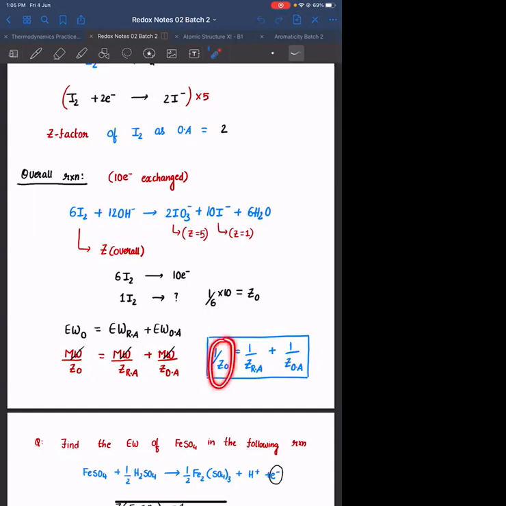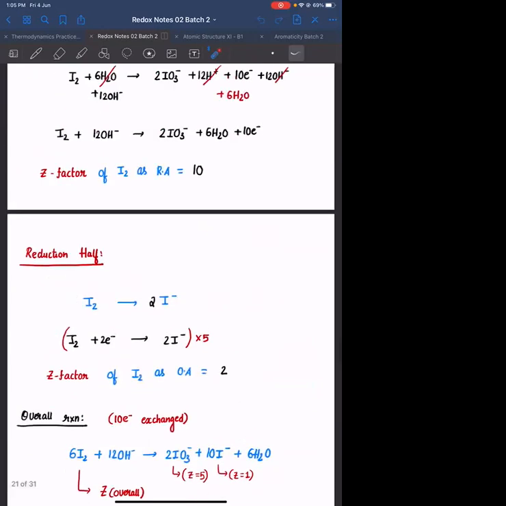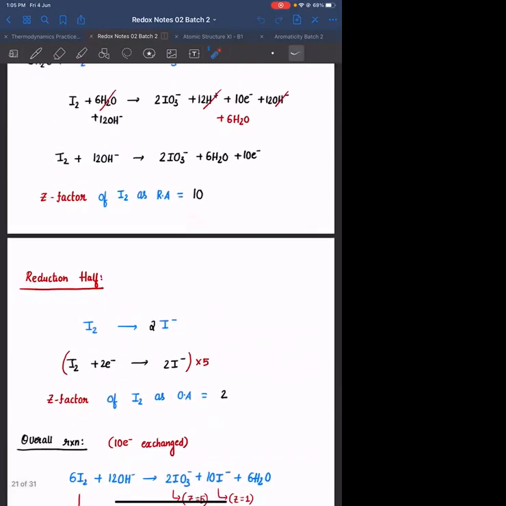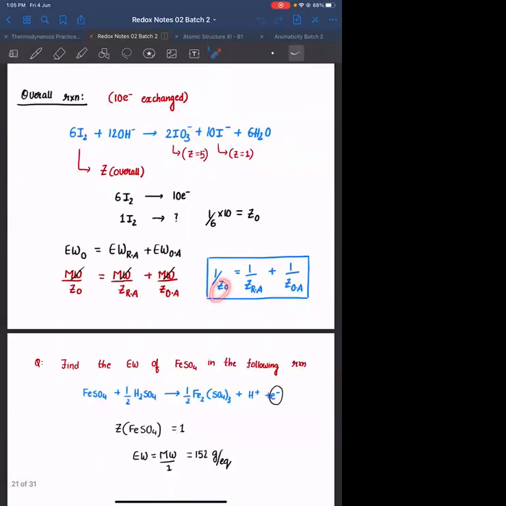1 upon overall Z factor is 1 upon Z factor as a reducing agent and Z factor as an oxidizing agent. अभी हमने इसमें क्रॉस चेक किया क्या? इसमें Z factor as an oxidizing agent is 2, Z factor as a reducing agent is 10. So 1 upon 10 plus 1 upon 2 is equals to 1 upon overall Z factor. So you will again get that as 10 upon 6.